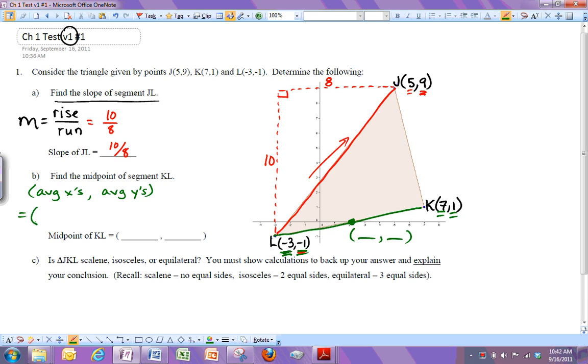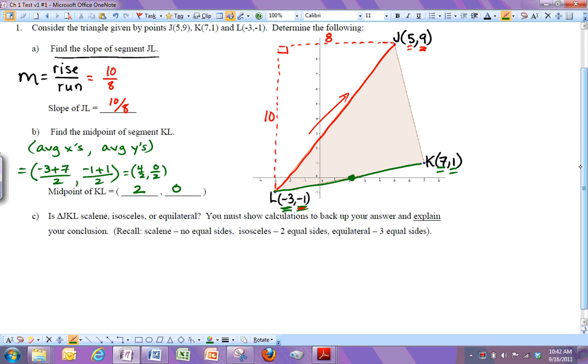So the average of the x's, my first x is -3, my second x is 7, and then I'm going to cut them in half. And then for the y's, my first y is -1, my second y is 1, I'm going to cut them in half. And so that comes out to be 4 over 2 and 0 over 2. And 4 over 2 is just 2, and 0 over 2 is 0. So it's 2, 0 right there. Now I'm going to get rid of it from this picture because I'm going to need to do some other stuff there soon. But we've got our answer for the midpoint.